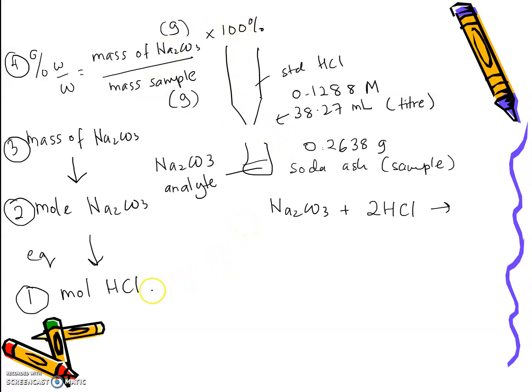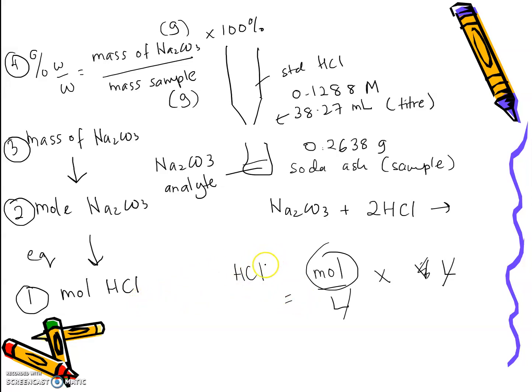Okay. So first you have to find mole HCl from the direct titration. So for HCl, the molarity is given, right? Molarity 0.1288. Molarity and volume. Here, you change the volume from ml to liter. Okay, so you can find the number of mole of HCl for number 1.